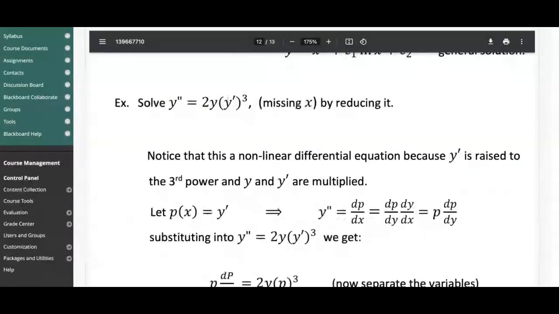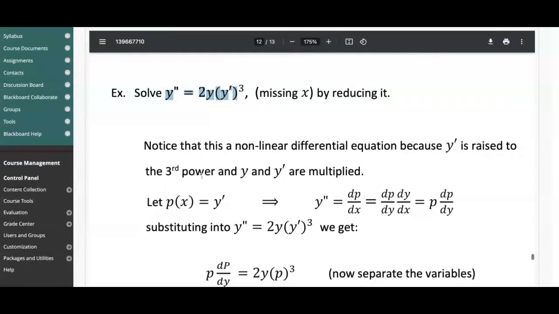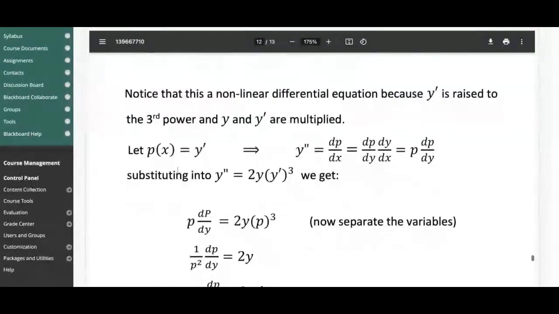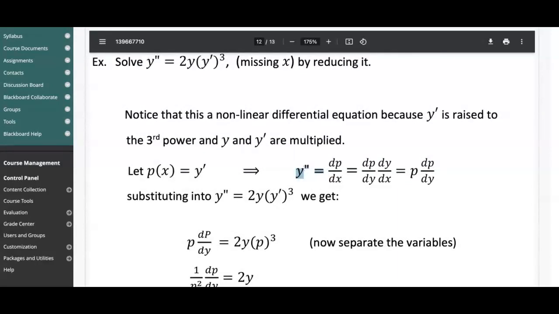All right, let's see the second example, which is y double prime equals 2y times y prime cubed. Again, we let a function of x equal y prime, so we rewrite the given equation. So y double prime equals the first derivative of this function we defined, and it equals dp over dx. Well, by the chain rule, this is dp over dy times dy over dx.